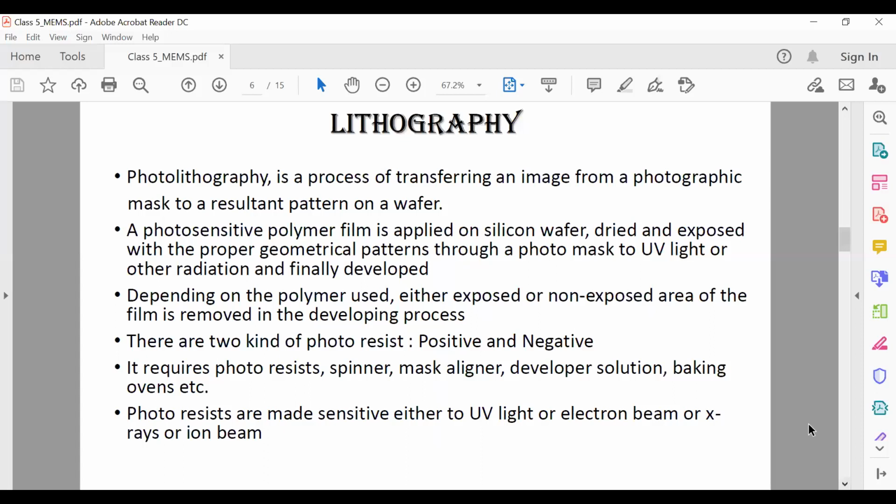So now we come to lithography. Again, I need to show you one video.